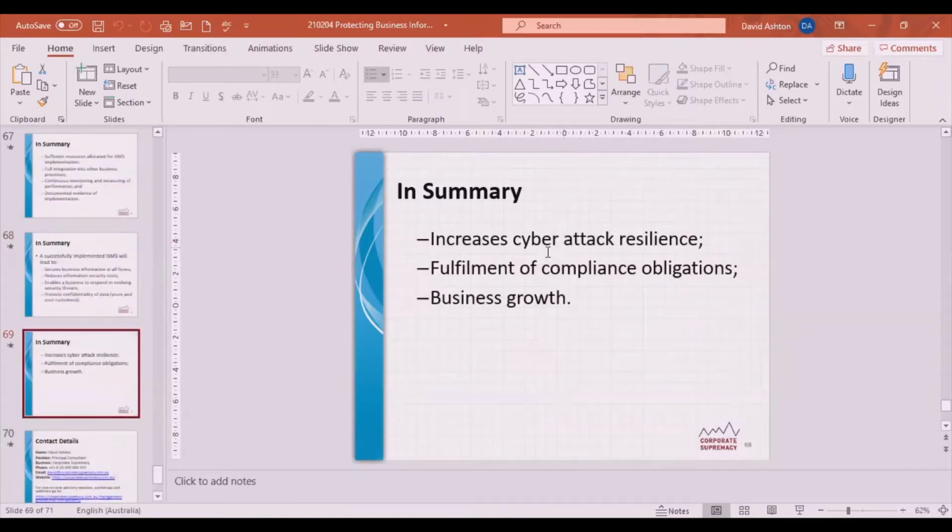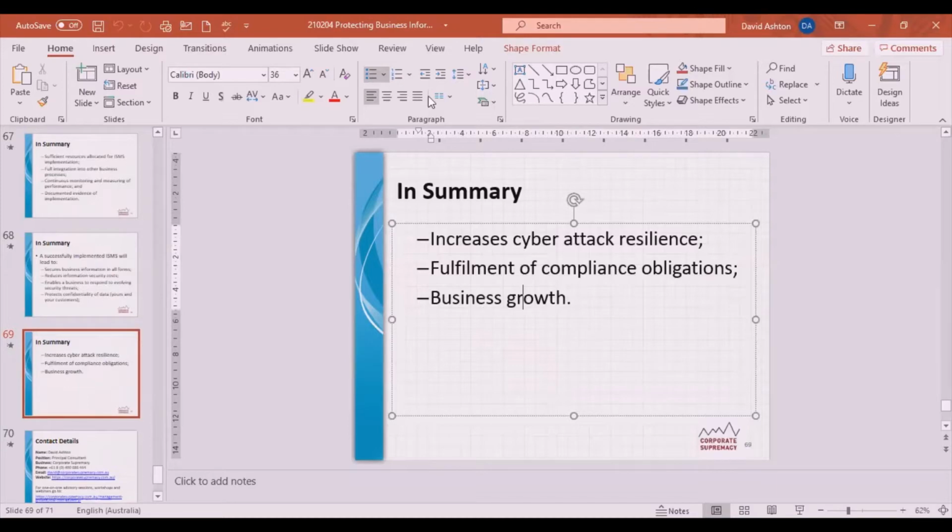It increases your resilience from cyber attack and helps you fulfill your compliance obligations. And as I have said, I believe it's important from a business development perspective to have good information management, because you're going to get questions about this in tender documents. If you're going to apply for a tender, you're going to get questions about your capacity to manage information and the security of that. So if you've got practical policies and procedures and evidence of good management of information, that's going to help you respond to those questions in a tender and give a good point score.